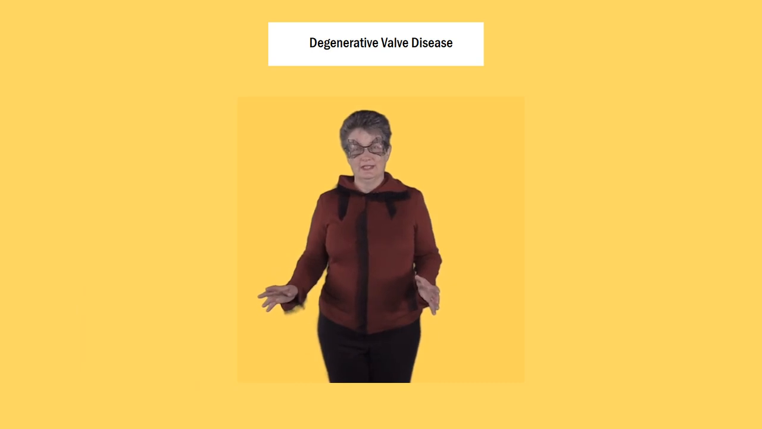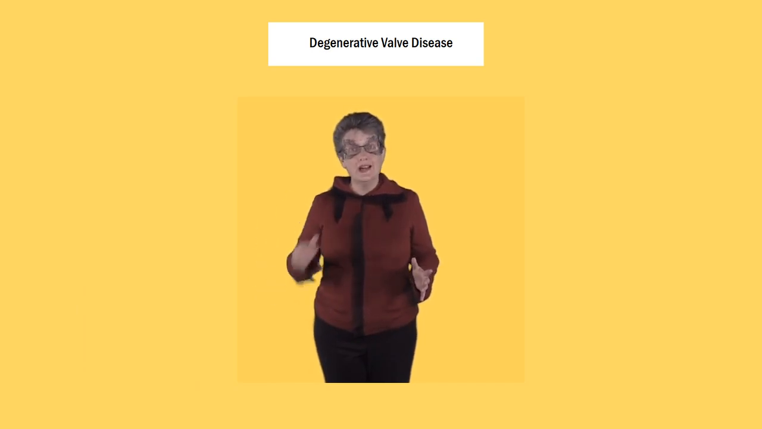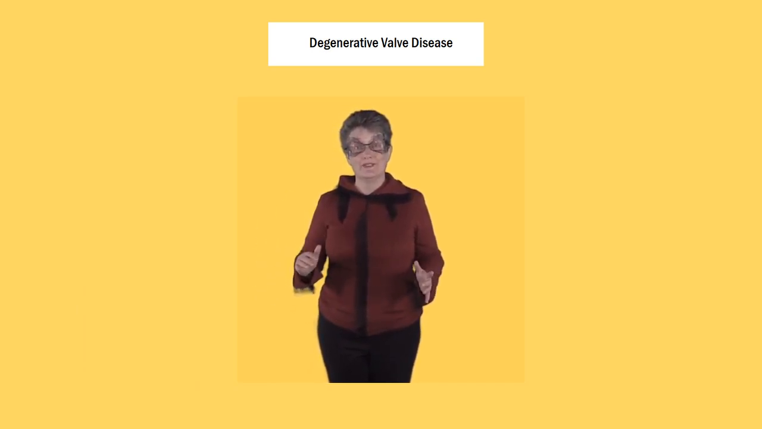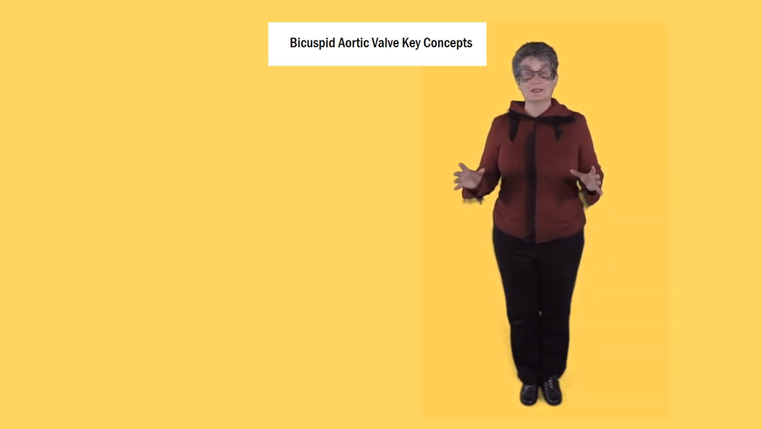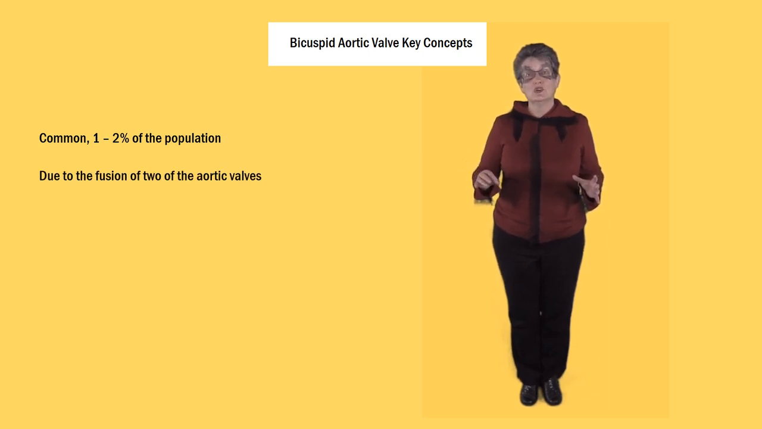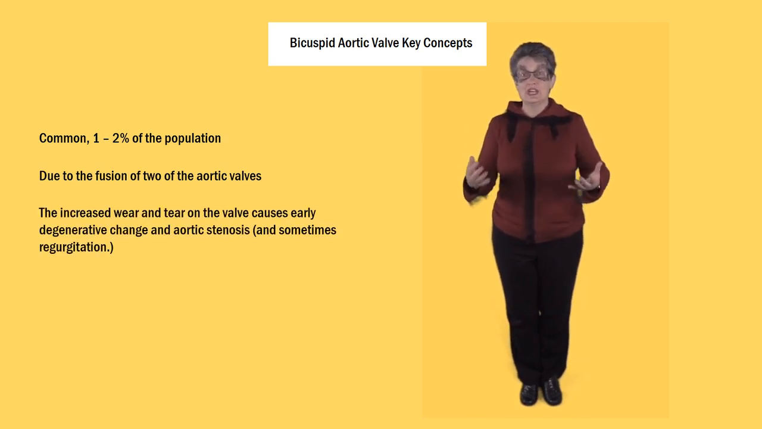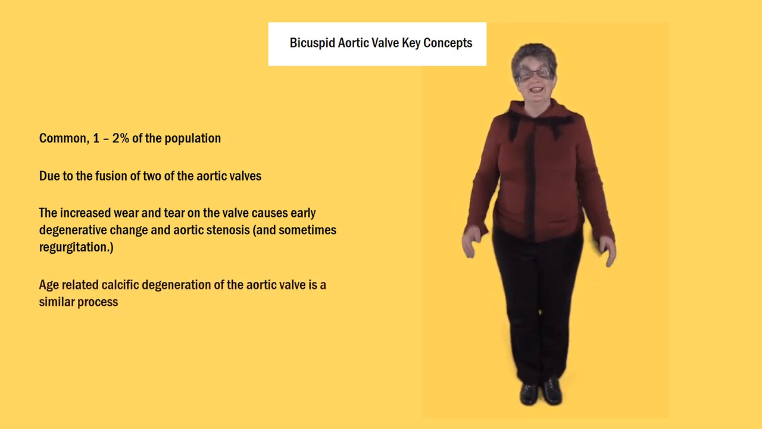There are other kinds of valve disease, particularly degenerative valve disease, that can affect older people or younger people if they have a bicuspid aortic valve. Bicuspid aortic valves are relatively common, affecting 1 to 2% of the population. They're due to fusion of two of the aortic valve cusps during fetal life. The increased wear and tear on the valve causes early degenerative change and aortic stenosis, and sometimes regurgitation. Age-related calcific degeneration of the aortic valve is a similar process.